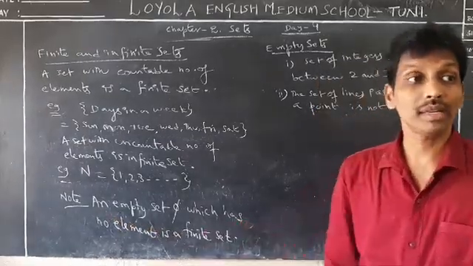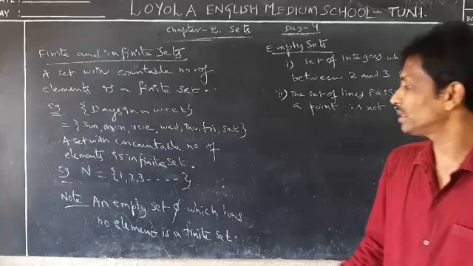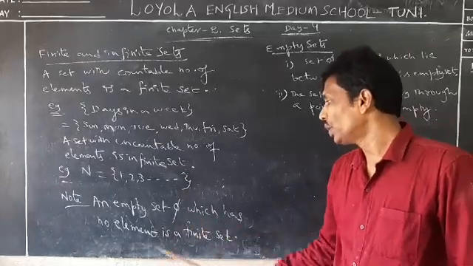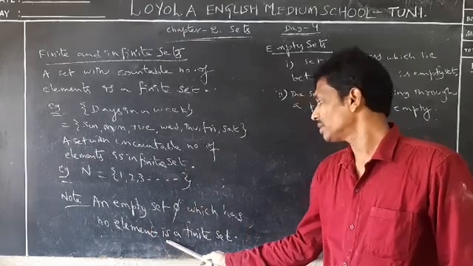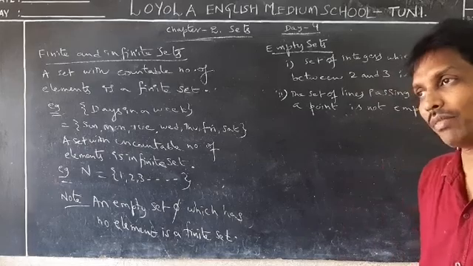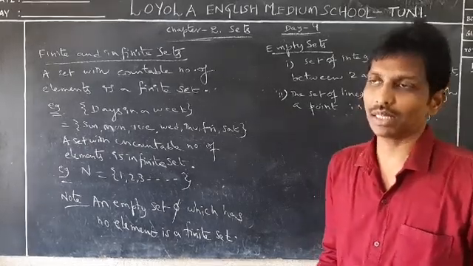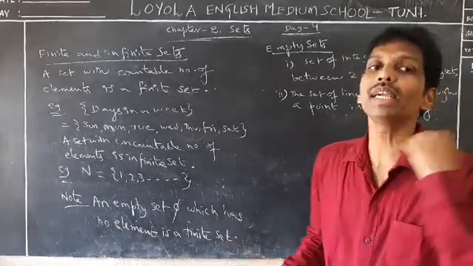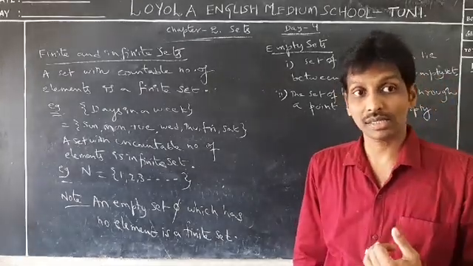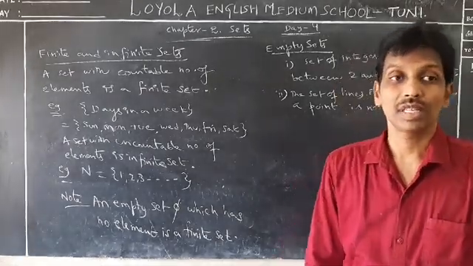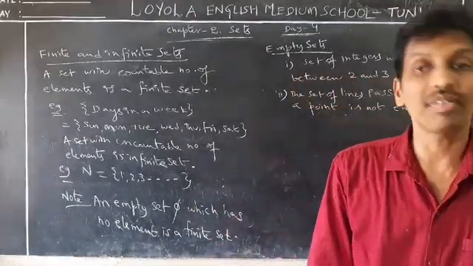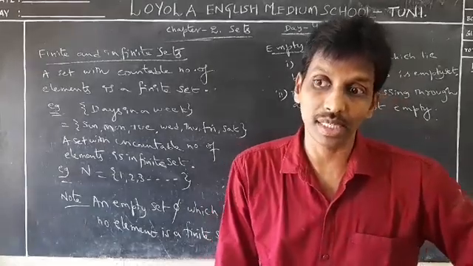We don't know how many numbers are possible. They are infinite numbers. So this is an infinite set. Here you see one small note: an empty set or null set phi has no elements, but even though an empty set is not having any elements, we consider it as a finite set. Why a finite set? Can any one of you guess? Why should we say an empty set becomes a finite set? Why don't we say it is an infinite set?